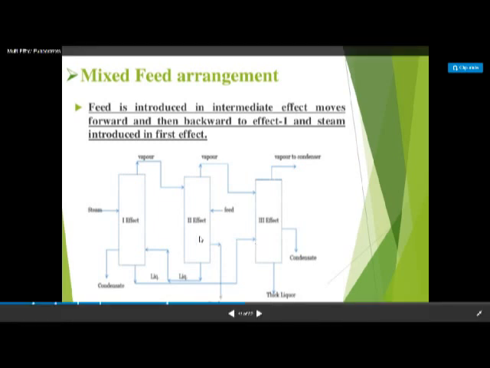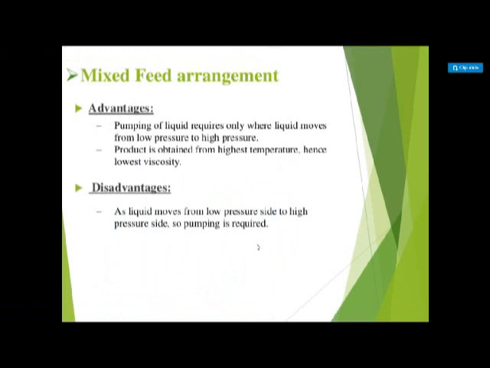Here, when the feed is introduced from second to first, a pumping action is needed because P2 is smaller than P1, and from P2 we are taking it towards P1. So from low pressure to high pressure we are moving it. So here pumping action is needed, and from P1 there is no need of a pump to move it to the third evaporator, third effect, right.